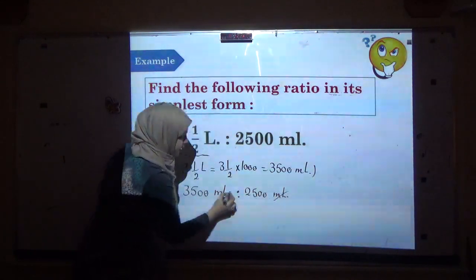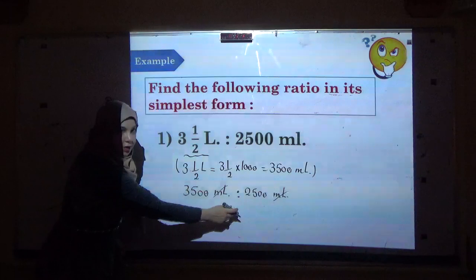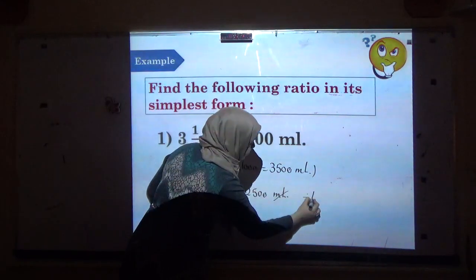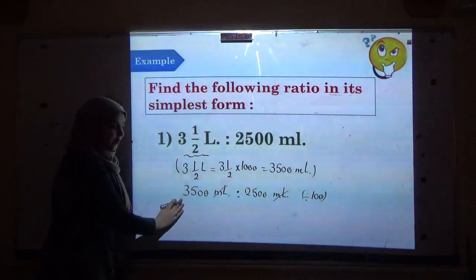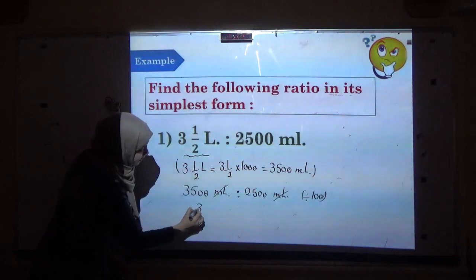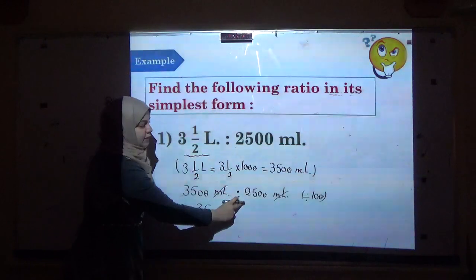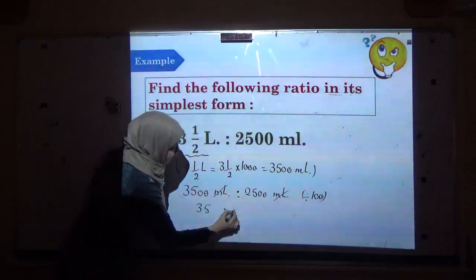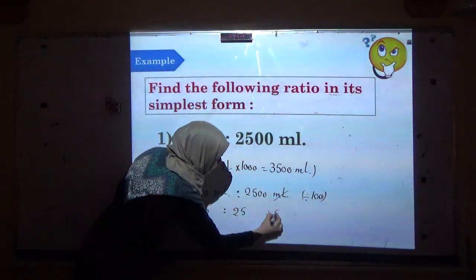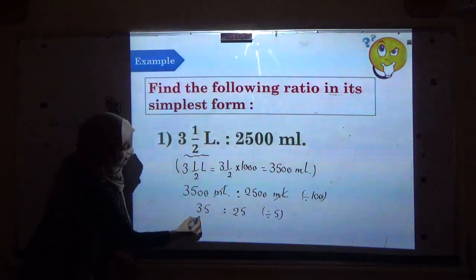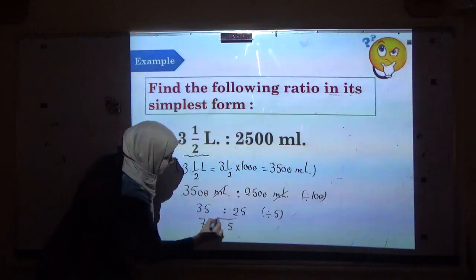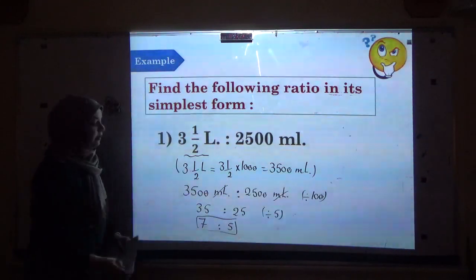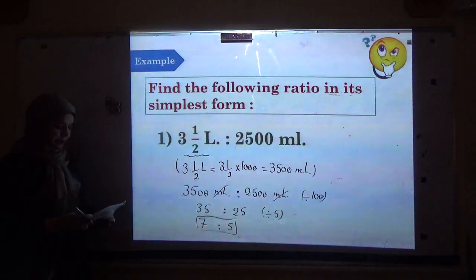milliliter. Cancel these units and divide the two terms by 100. 3500 divided by 100 equals 35, and 2500 divided by 100 equals 25. Divide the two terms by 5. 35 divided by 5 equals 7. 25 divided by 5 equals 5. So this ratio in its simplest form is 7 to 5.